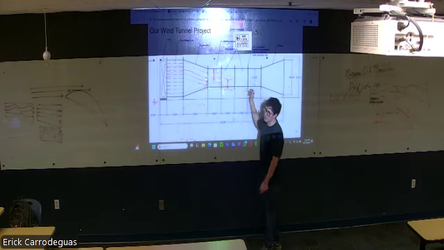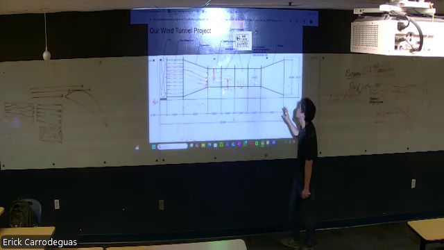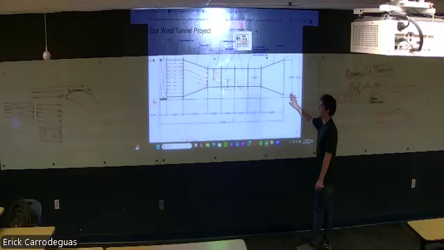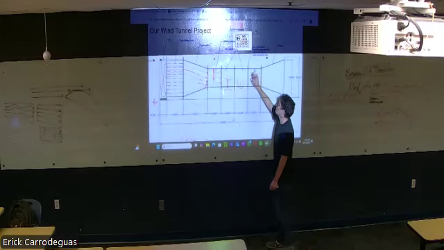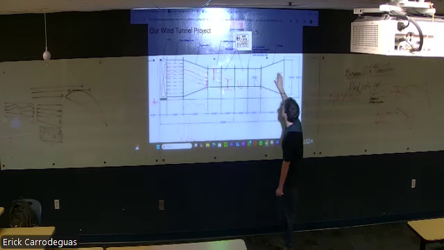And yeah, this is another test section. From here, we can have more instruments. We can have the pressure gauges and others. And then this is where we stop. This shouldn't be open in any way. This shouldn't either. This is a working section and this is our diffuser.